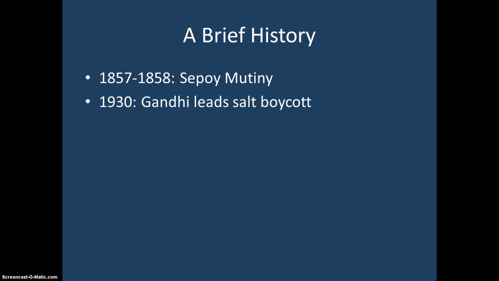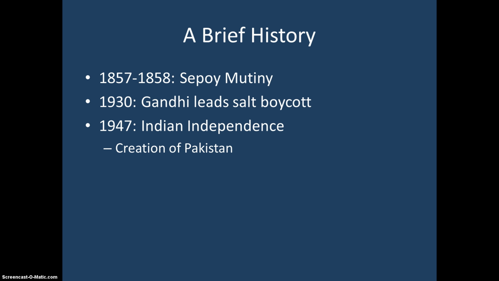And we're going to fast forward a little bit to really the beginning of the Indian nationalism movement, which is the movement of creating India as a country. So in 1930, Gandhi led the salt boycott, which was really a protest against British control of India. And eventually that did lead to Indian independence in 1947, where India declared their independence and became independent from Britain and became their own nation.